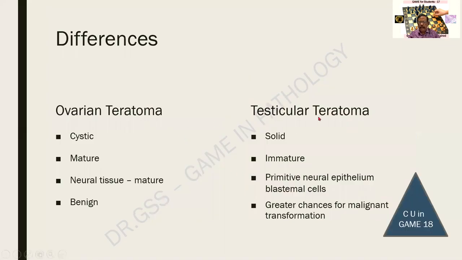This question you may be asked in the examination. What is the difference between ovarian teratoma and testicular teratoma? Ovarian teratoma is generally cystic, testicular solid. Ovarian is mature, testicular is immature. In ovarian teratoma, you get mature neural tissue, whereas in the testicular teratoma, it has primitive neural epithelium or blastemal cells. Ovarian is benign, and in testicular teratoma, there are greater chances for a malignant transformation.